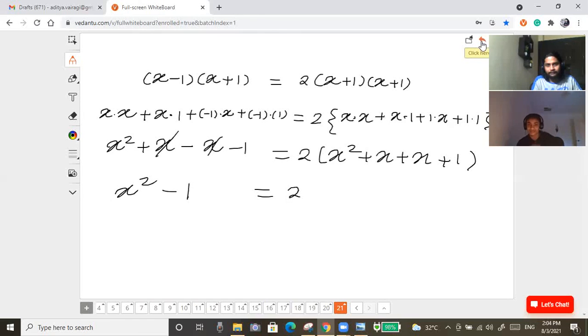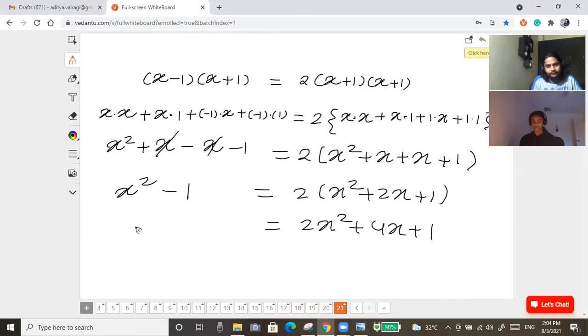And even here you could have just written 2x squared plus 2x plus 1. I don't know what you did here. Okay, you didn't actually simplify it, but you did exactly a similar thing. Whether you add them or simply multiply as it is, it's still okay. So you get 4x plus 1 here. This is x squared negative 1.